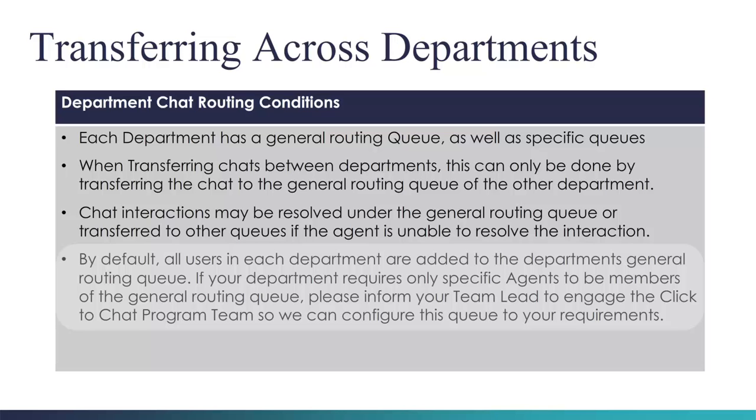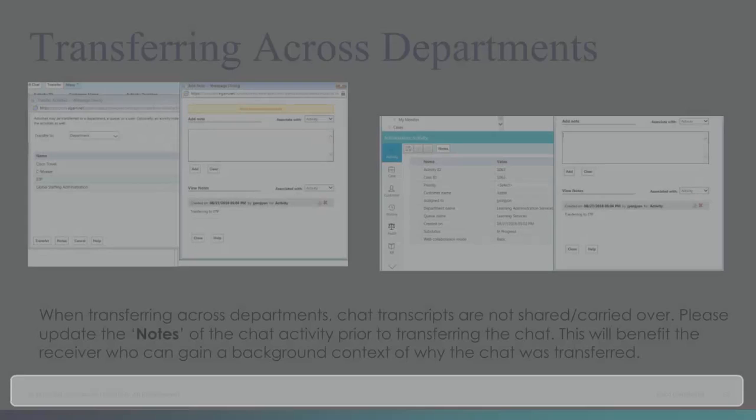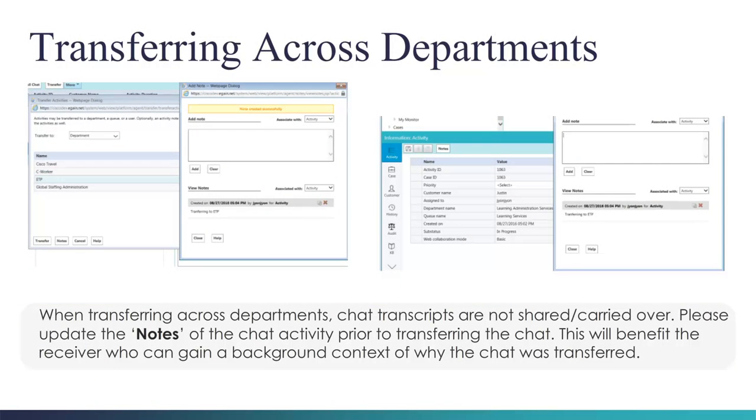If your department requires only specific agents be members of the general routing queue, please inform your team lead to engage the Click to Chat program team so the queue can be configured to your requirements. When transferring across departments, chat transcripts are not shared or carried over, so please update the notes of the chat activity prior to transferring the chat. This will benefit the receiver, who can gain a background context of why the chat was transferred.